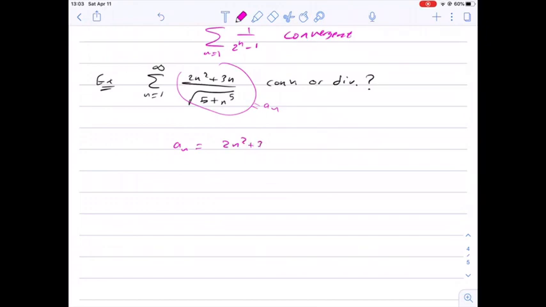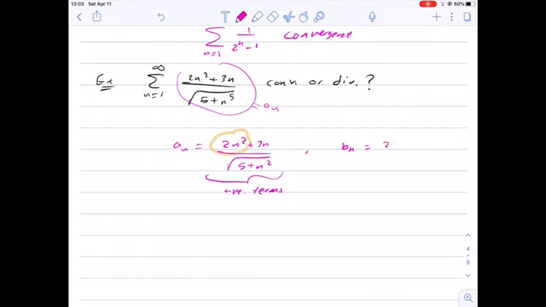So a sub n is 2n squared plus 3n over square root 5 plus n to the fifth, and as you can see, it has positive terms. You can substitute n equals 1, 2, 3, 4, etc., and you get positive values. Now we need to find bn. We find bn from this series by just considering the term with the highest power of n.